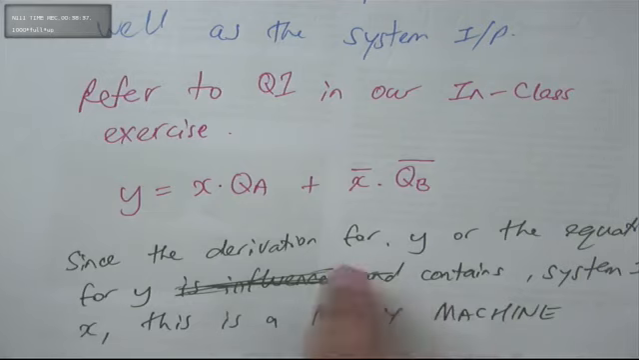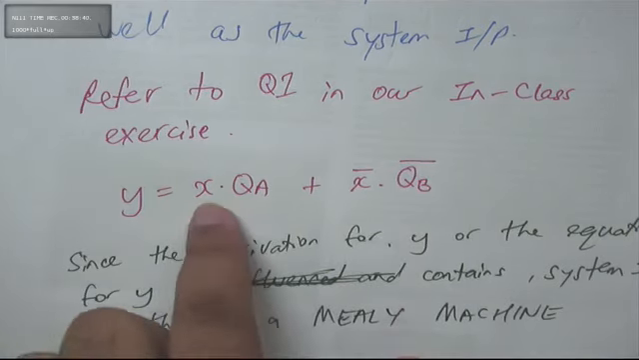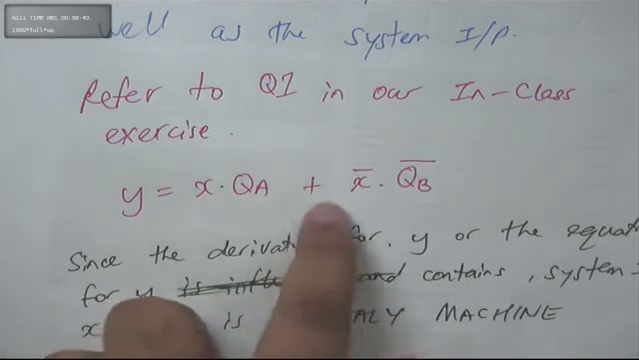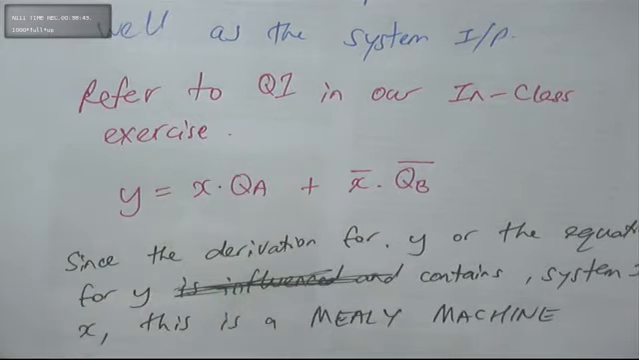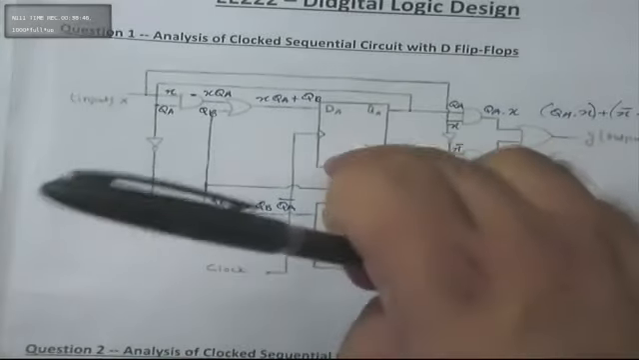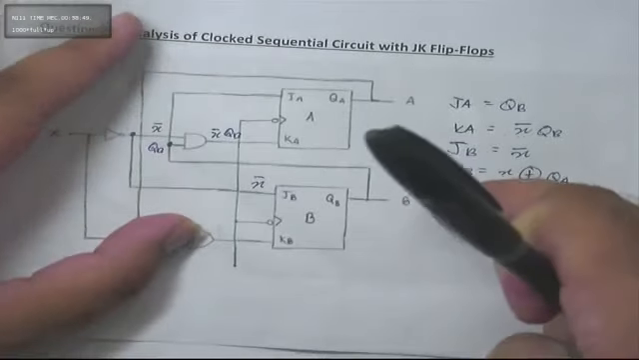Can you see X is present? Can you see X is there? These guys were present, all right? So that's a Mealy machine, that's a Moore machine, all right?